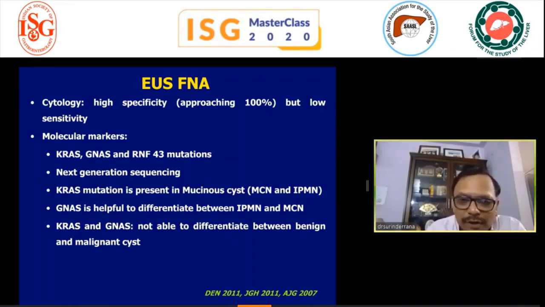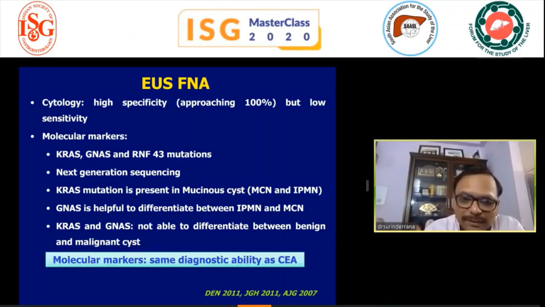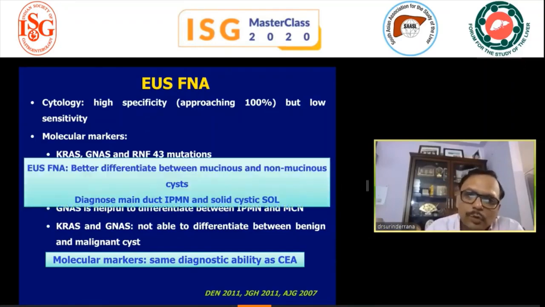And importantly, KRAS and GNAS are not able to differentiate between benign and malignant cysts. The studies which have been done comparing molecular markers with imaging and CEA have realized that the markers have the same diagnostic ability as CEA. So what we get with an EUS-FNA is better differentiation between mucinous and non-mucinous cysts by doing CEA levels.